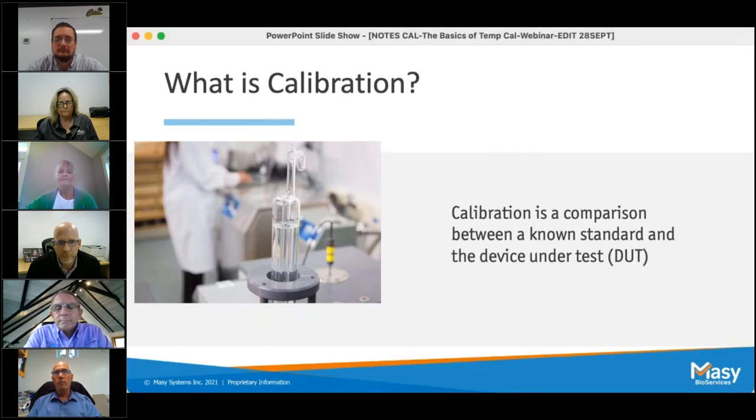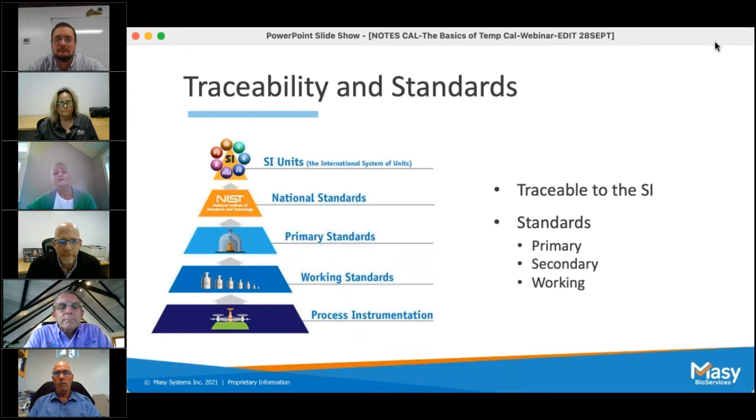Now, Jeremy, can you give everyone a closer look at the different types of standards? Will do, Jen. We're going to be talking about traceability and standards.